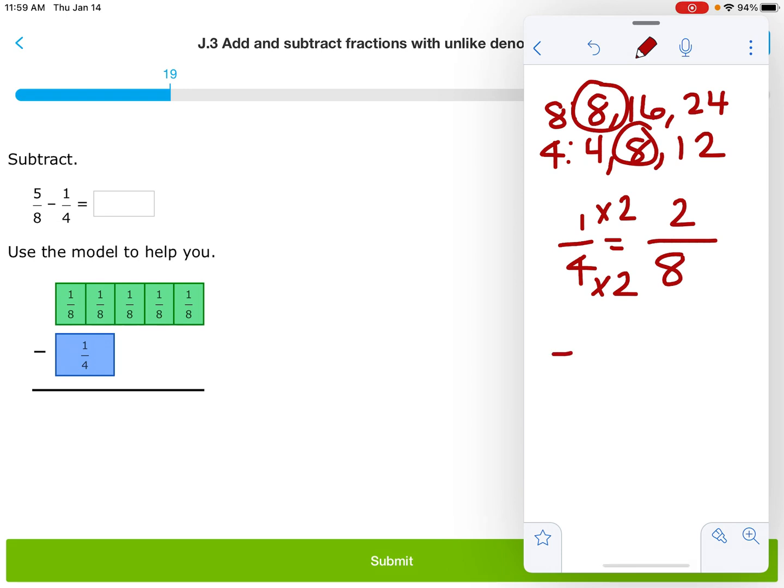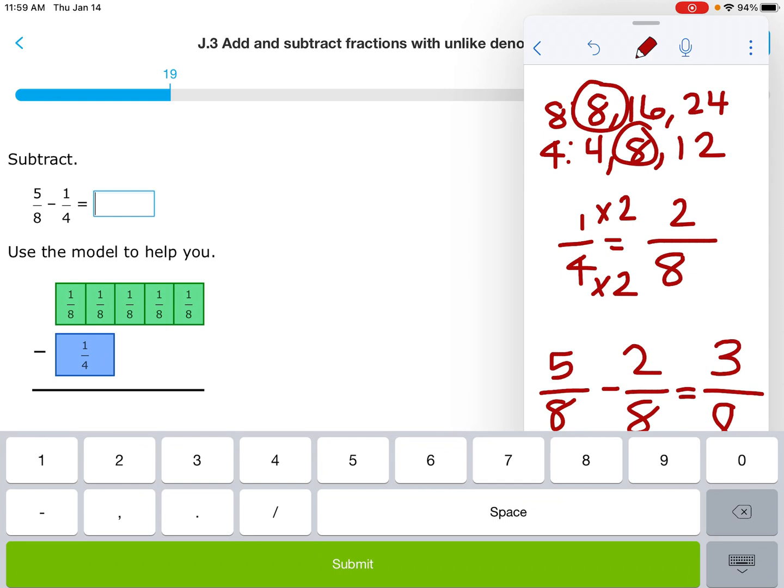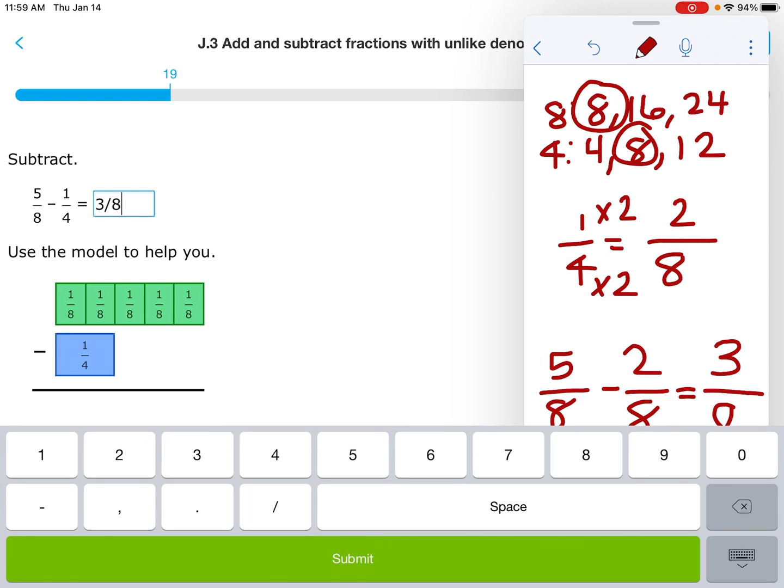Alright, now let's go ahead and subtract. We have 5/8 minus 2/8. Our denominator stays the same. 5 minus 2 gives us 3. So our answer is 3/8. Alright, and if you look at our picture, we would get 3/8 also if we covered up those 2/8 that are being subtracted by the 1/4. If the picture is confusing to you, don't look at it. Just do it the regular way.